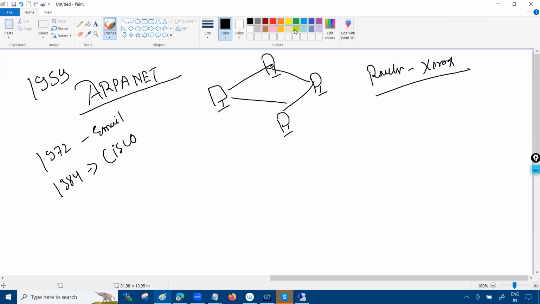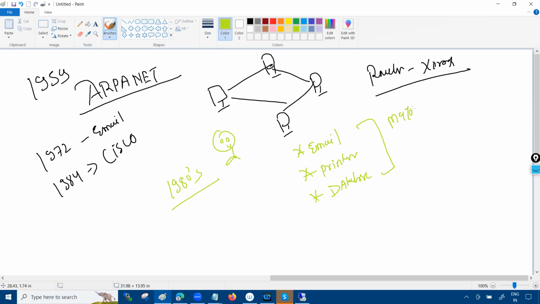So I'm just saying that at this point in the 90s, 80s time, from the user perspective, whatever the requirements were, whatever the user could do in the 90s, 80s time, they could do email. At that time, a printer was also there, so they could print something through the networking, and database. They could exchange, like access the data. These were the major services that people were using at that time.